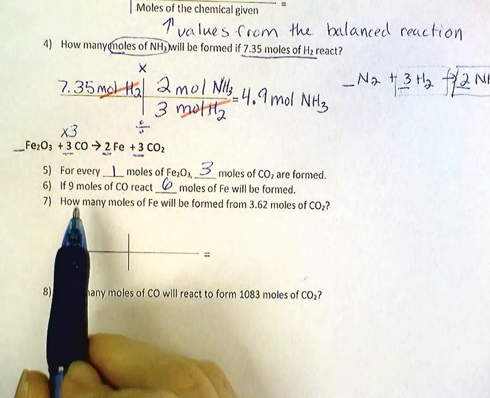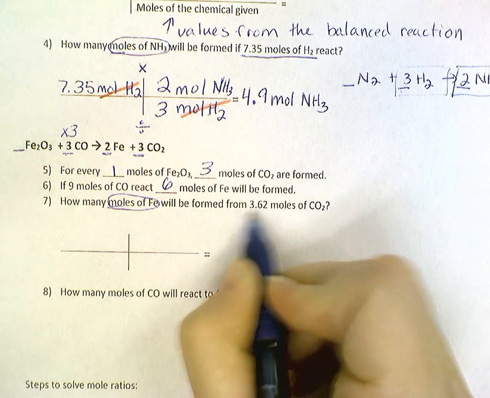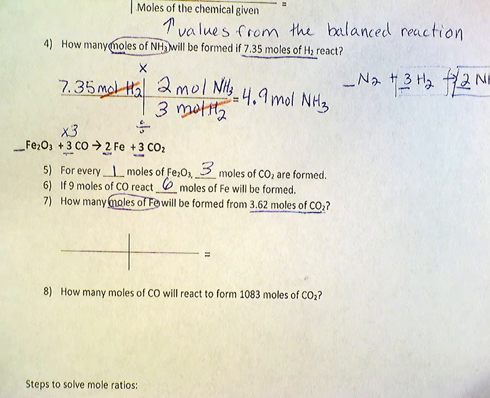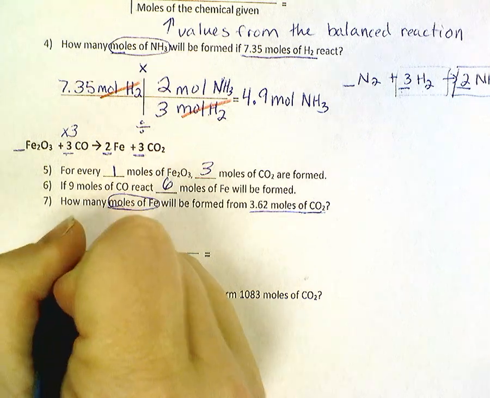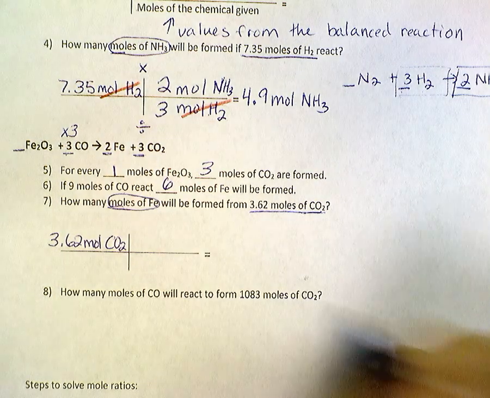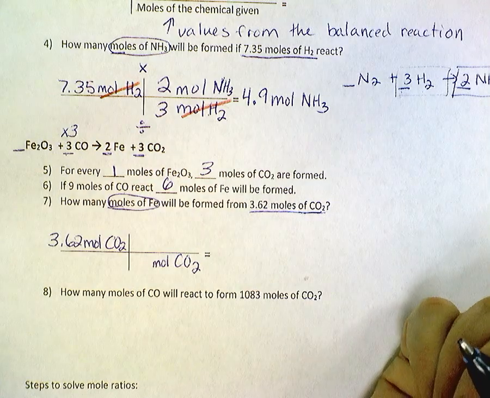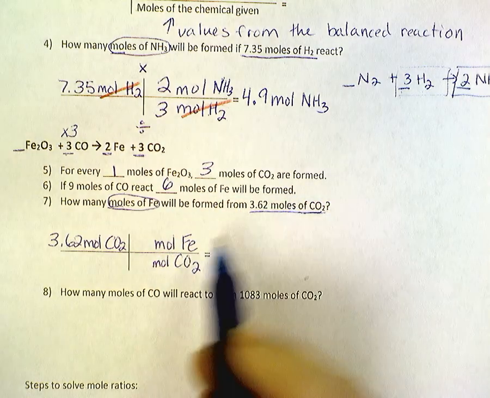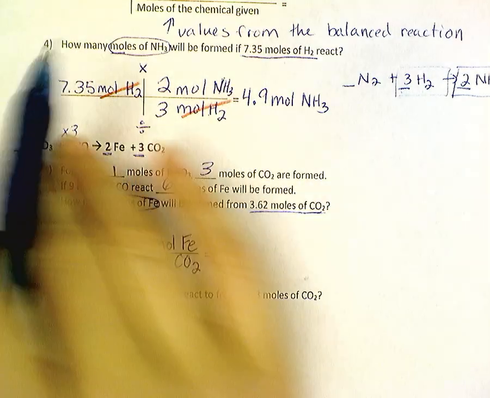Alright, and then the next question, how many moles of iron, so that's what we're looking for, will be formed from 3.62 moles of CO2. So we want to follow our same setup from above. We want to start with our given. We want to bring down our unit, moles of CO2. And then we want to write down what we're looking for, moles of iron. So we can do all of this part just from the question without looking at our balanced reaction at all.